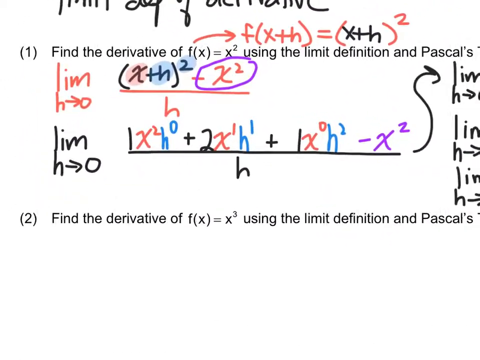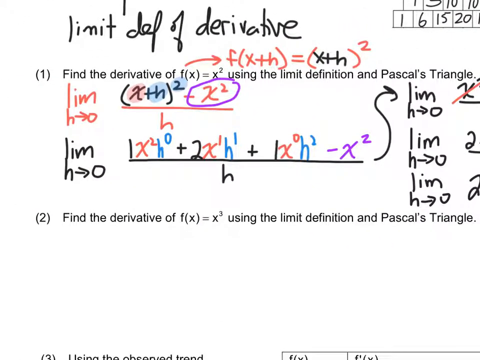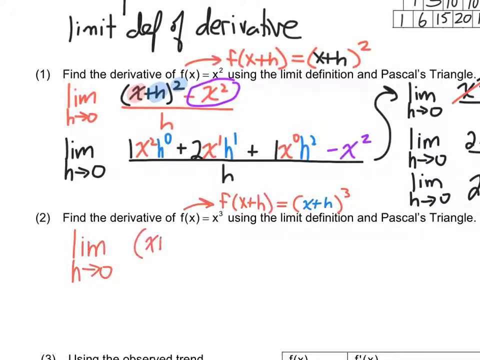Discovery. The journey, not the destination. Well, I guess discovery would be a destination, but whatever. You get the idea. So limit as h approaches 0 of x plus h cubed minus x cubed. Exactly, because if I take f of x plus h, I'm going to take my x and replace it with an x plus h. Alright, so x plus h cubed minus x cubed over h.